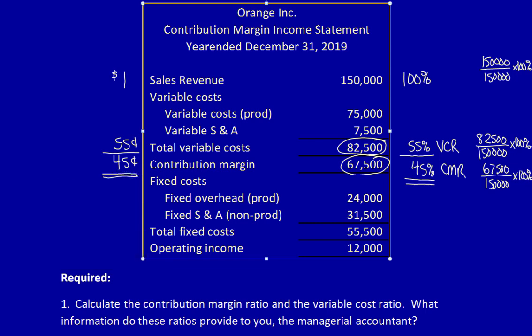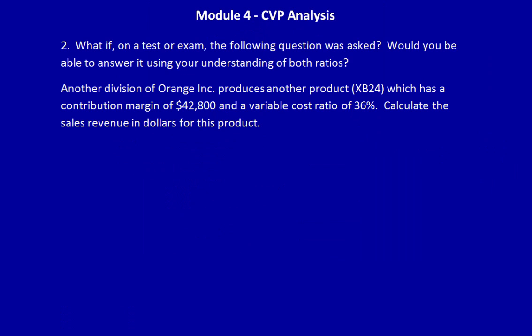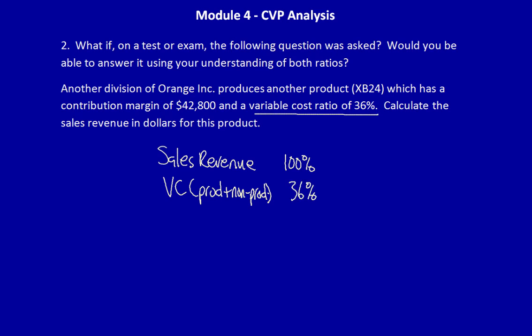Let's move on to the next part of the question. What if, on a test or exam, the following question was asked? Would you be able to answer it using your understanding of both ratios? Let's read it. Another division of Orange Inc. produces another product, XB24, which has a contribution margin of 42,800 and a variable cost ratio of 36%. Calculate the sales revenue in dollars for this product. The formula is always the same. Sales revenue makes up 100% of the calculation for the ratios. Variable costs, both production and non-production, equal the variable cost ratio. In this case, 36%.